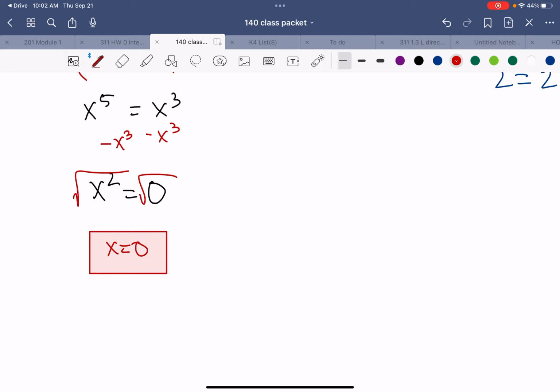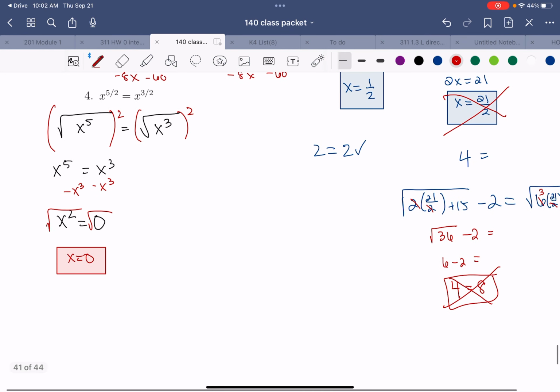Because 0 can't be plus or minus. And when you plug that in on both sides, that one does work. So that one's kind of quick and easy.